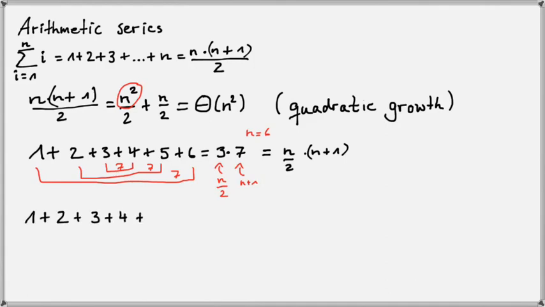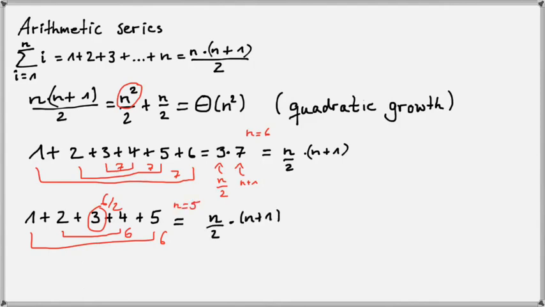This also works if we sum up to an odd number. So now I could sum up 1 and 5, 2 and 4. 3 is left, and 3 is in this case 6 over 2. So I have 6 plus 6 plus 6 over 2, so that's actually again n times n plus 1 over 2.